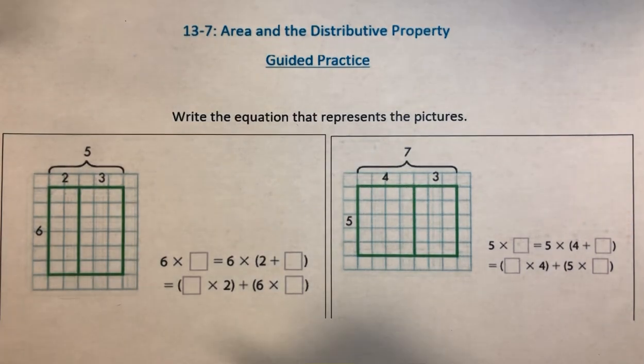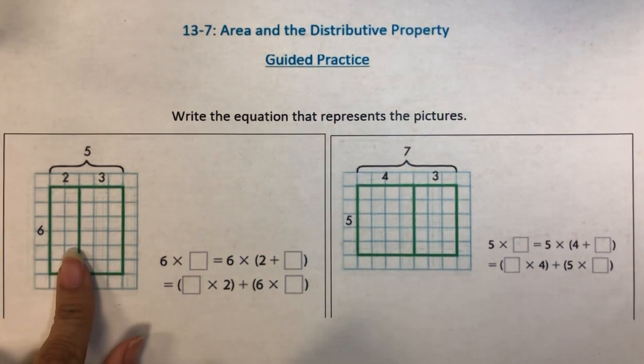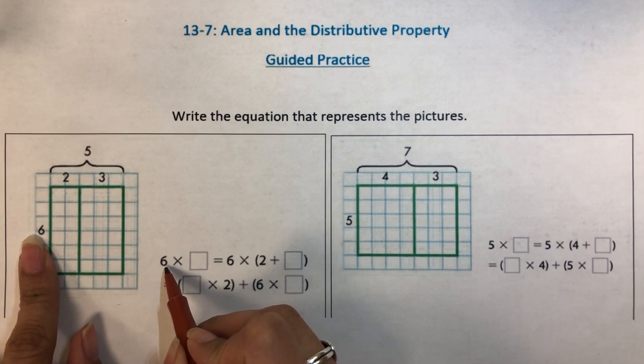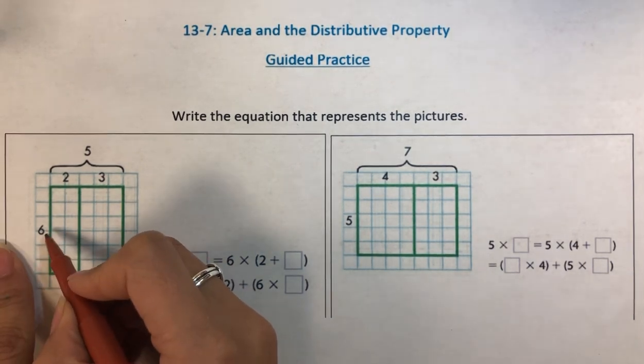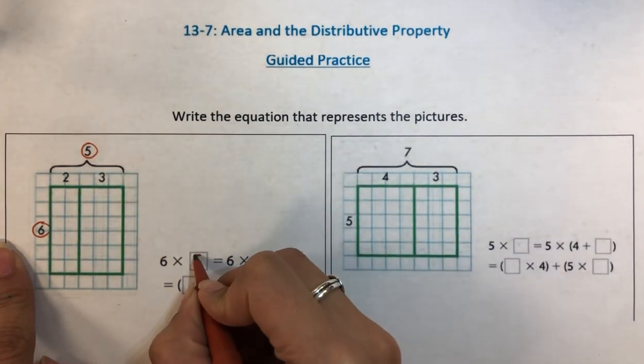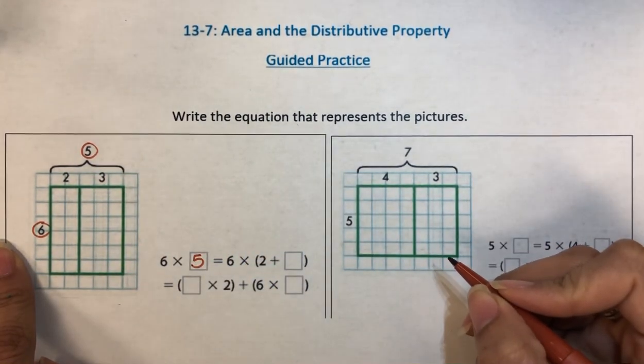It's kind of similar to that, except instead of arrays, we have squares for the square units in these types of area problems. So my first factor, like I said, stays the same. It's still 6, okay? My original equation is 6 times 5.